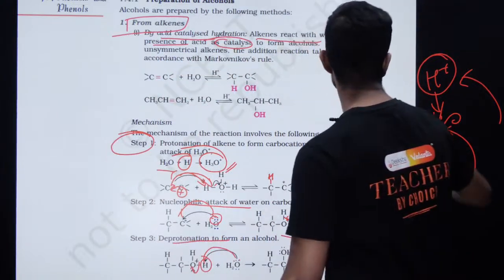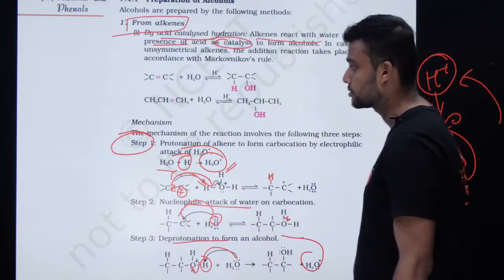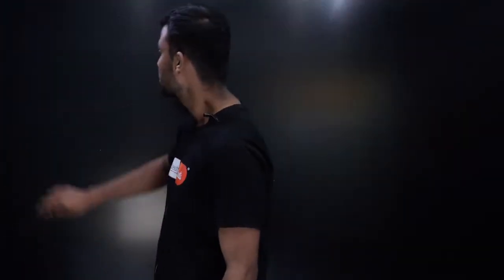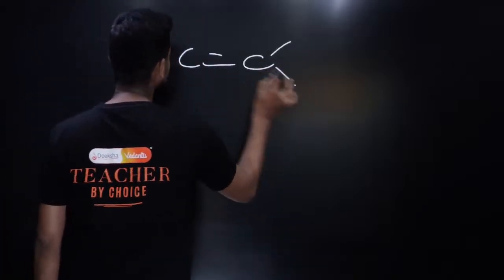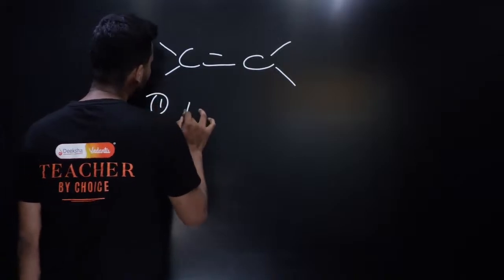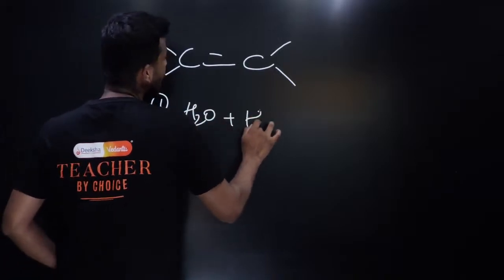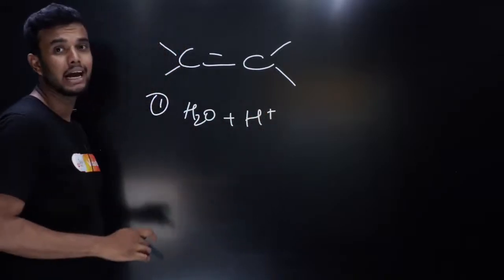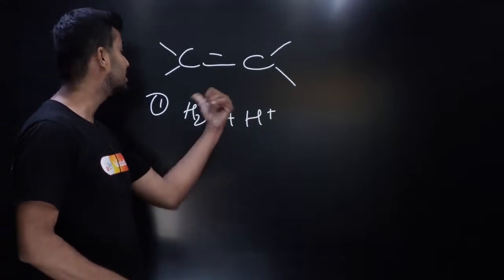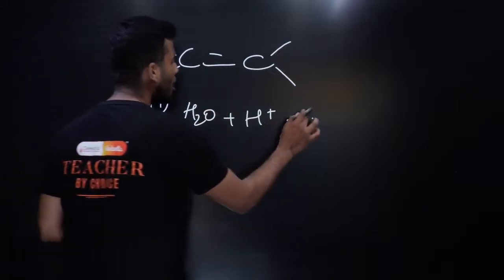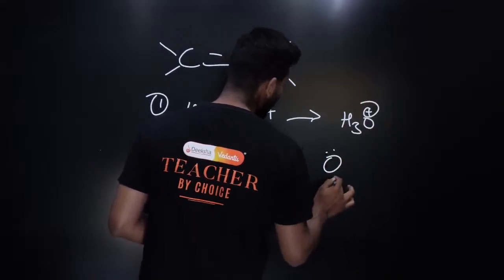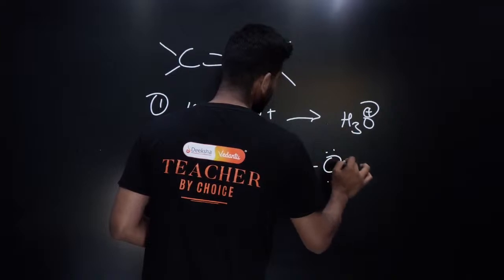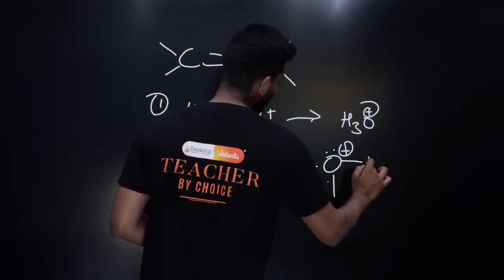I will teach once again, students, on the next sheet. Wait, I change the color of the pen. Okay, we know, right? This is an alkene molecule. In the first step, the water molecule, we already know, reacts with H plus, which is always a small ion, and forms the hydronium ion, H3O plus. We know, but what is the exact structure? This one is the H3O plus molecule.